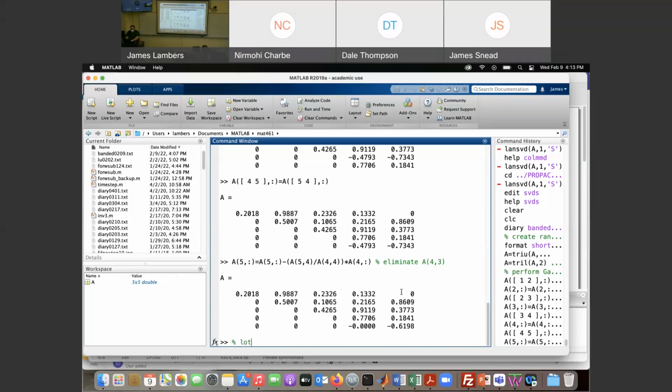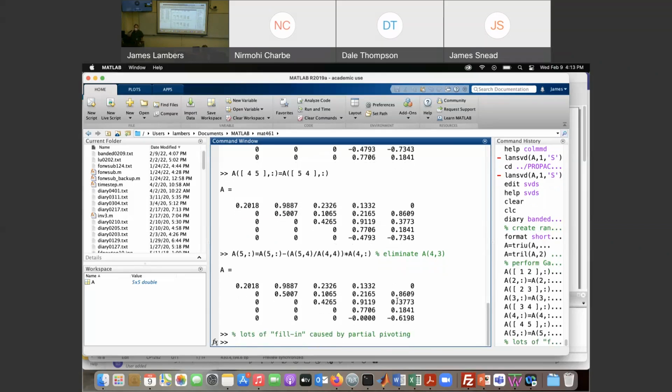So that is the loss of banded structure, caused by fill-in from partial pivoting. Here you get to see an example of just how much pivoting can mess with things. Any questions about what happened here, with this once banded matrix?